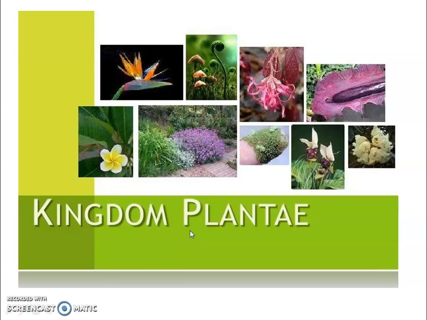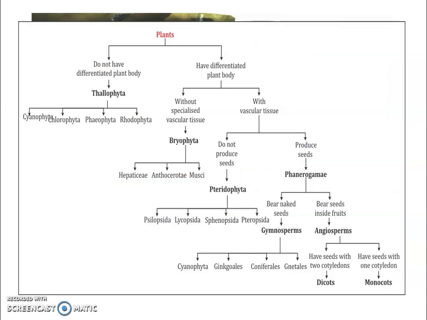We will read about the kingdom Plantae, chapter 3. First in this module, we will read about the algae and about the classification of plants. Plants which do not have a differentiated plant body are called the Thallophyta.